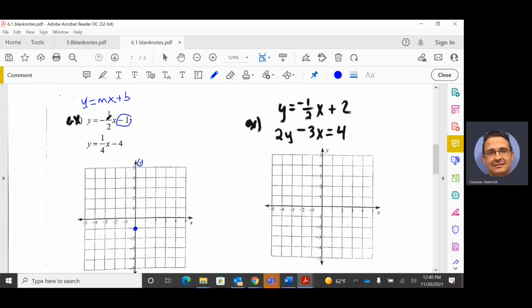And then our slope is negative 1/2. Negative 1/2 means I'm going to go down 1 and over 2. And here's my second point. Go down 1, over 2. Go up to the left 2. Notice how I'm creating this line here. Just trying to draw it as best as I can with a mouse.